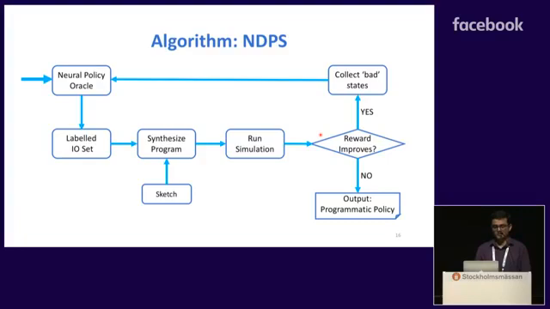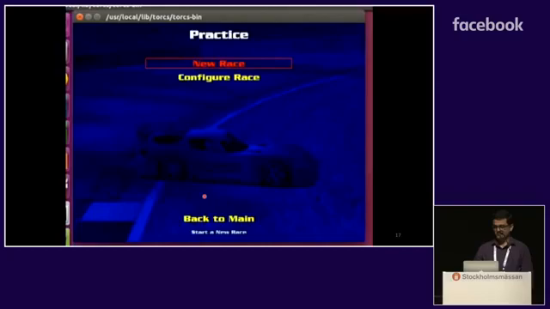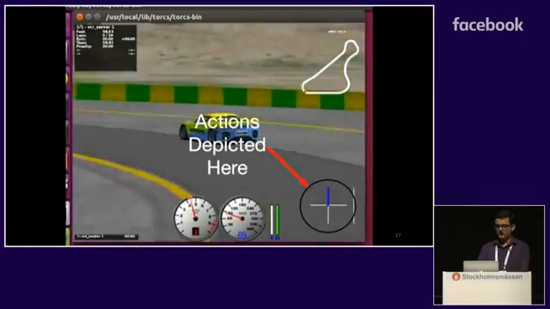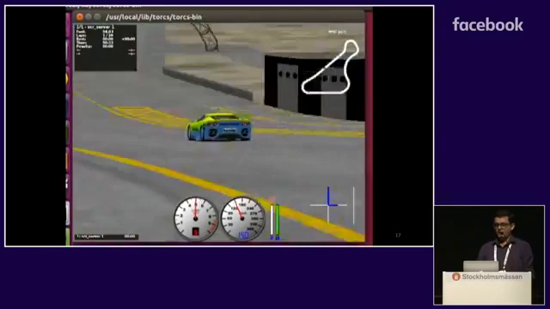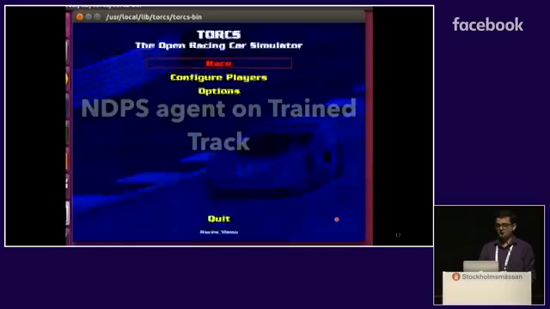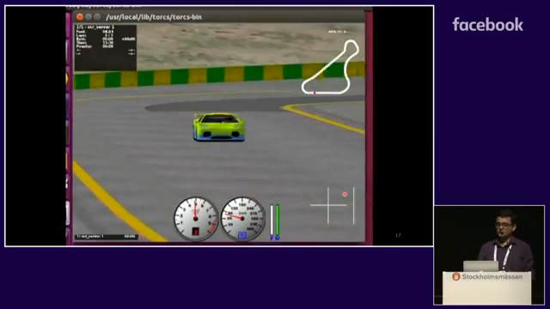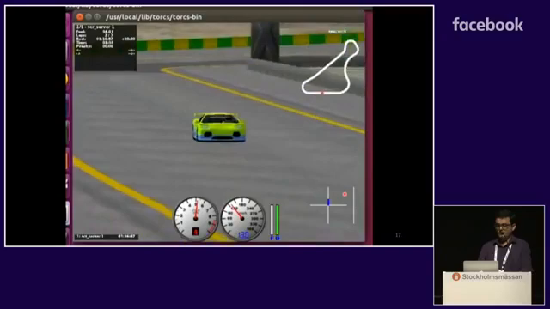Now we'll show you a quick demonstration of agents on TORCS. This is the DRL agent. On the right, you have the actions. And the DRL agent, as you can see, takes pretty unsmooth, jerky actions. These are on the training tracks. The NDPS agent, it's slightly slower, but it takes smoother actions all along the track. And it completes laps as well.